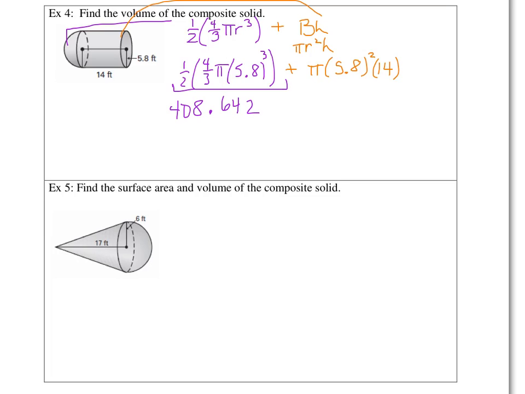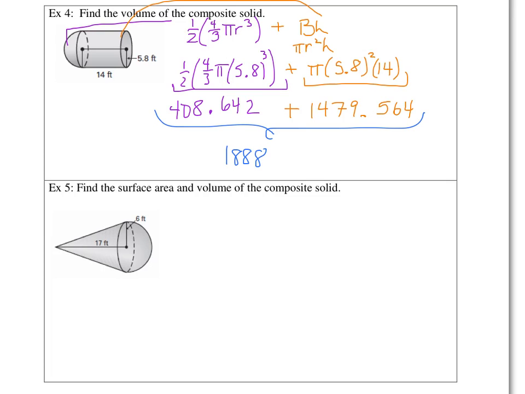408.642. If we do the orange part all by itself, so my cylinder, I get 1,479.564. So then our final answer needs to be combining these two pieces together for the total volume, and we get 1,888.206, and this would be in feet, and since it is volume, we're going to have cubed as our units.